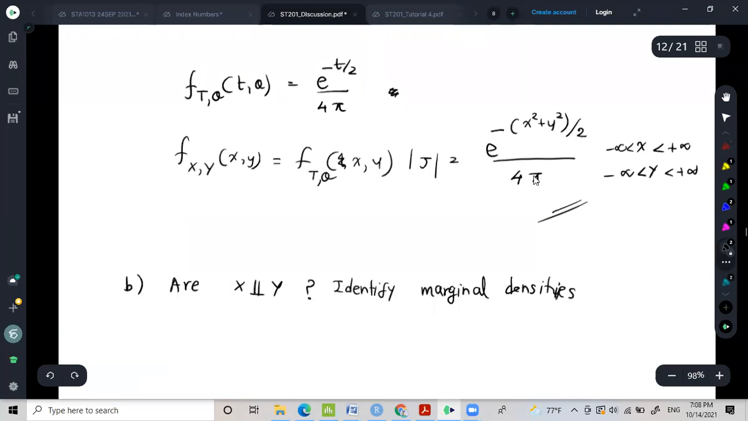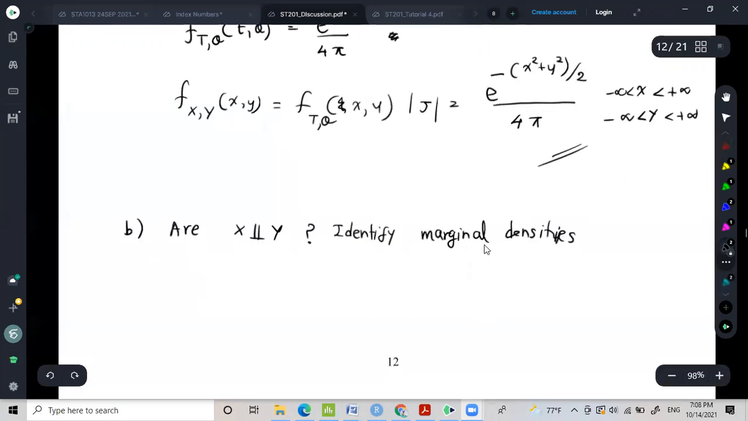Now, if you want to show whether x and y are independent, what is the shortcut that you can use to check whether two variables are independent from the joint density? Yes, exactly. You have to split it. If you can split the joint density, so one function contains x only and the other function contains y only. Shall we try it? You can very easily do that.